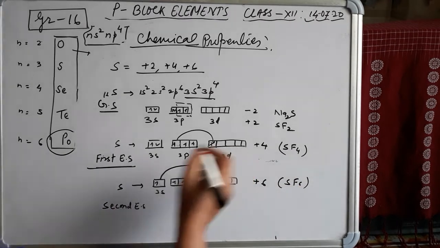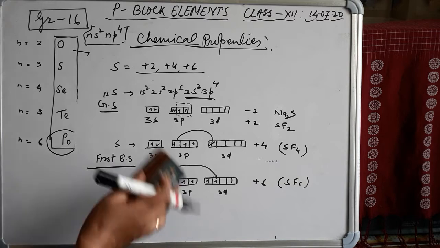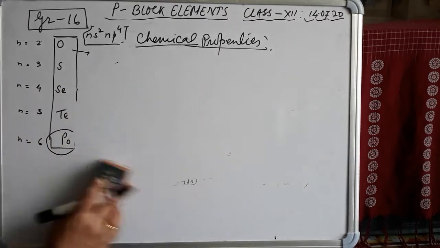In this way, due to the presence of empty orbitals, sulfur, selenium, tellurium can promote their electrons into the vacant orbitals and show a number of oxidation states. So let's talk about the formation of hydrides, meaning group 16 members react with hydrogen to form hydrides.